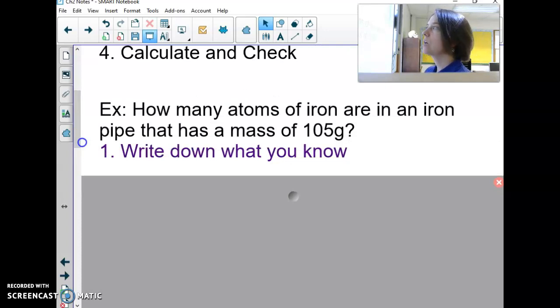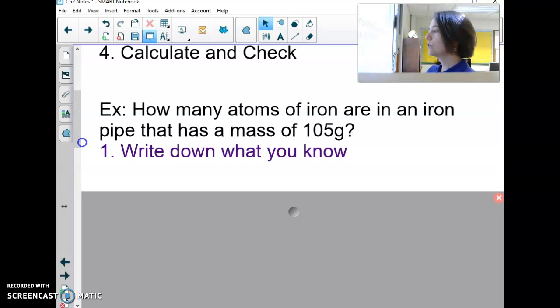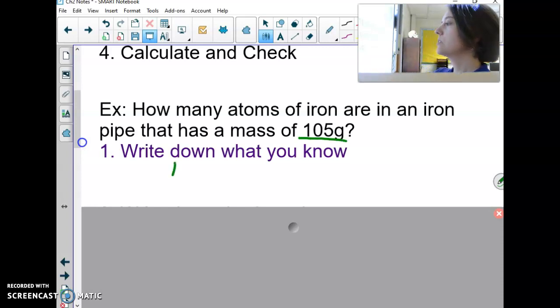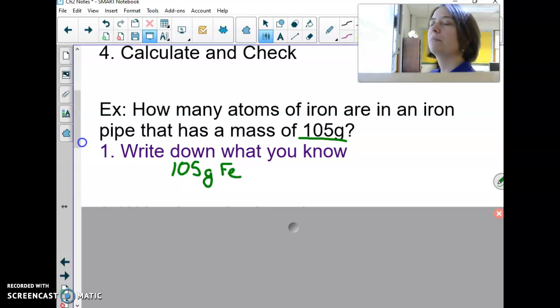How many atoms of iron are in an iron pipe that has a mass of 105 grams? So the first thing we're going to figure out is, what do we know? So we know we have 105 grams of iron. And we know that we're trying to figure out how many atoms. So the thing we're going for, our goal, is number of atoms.